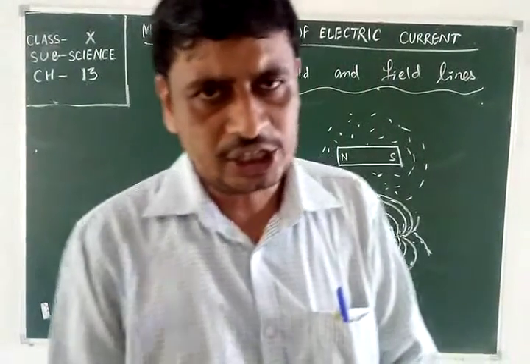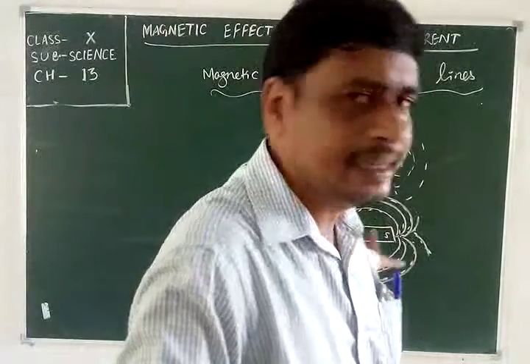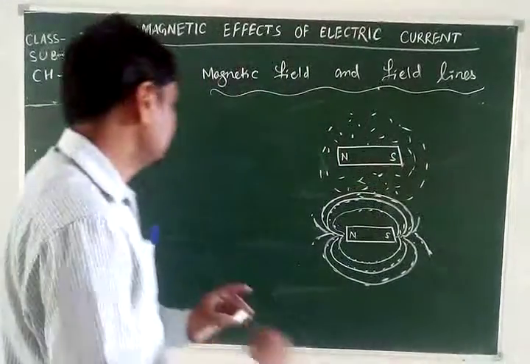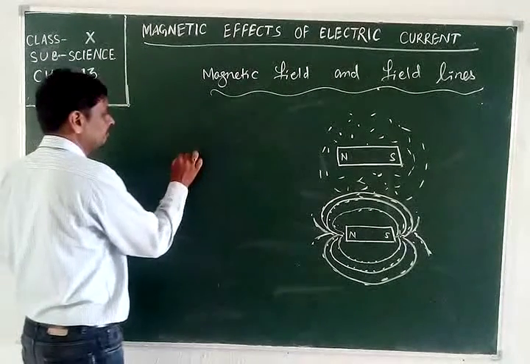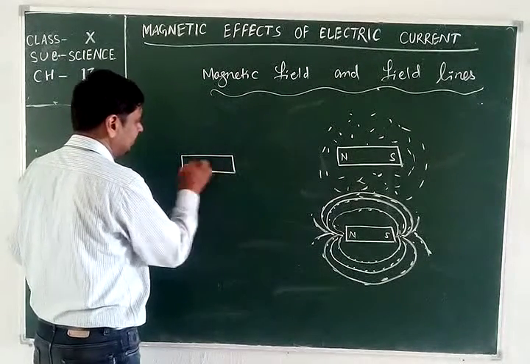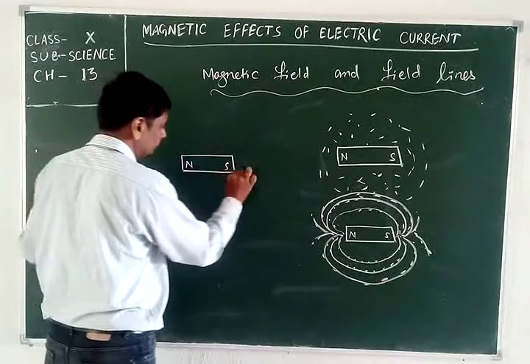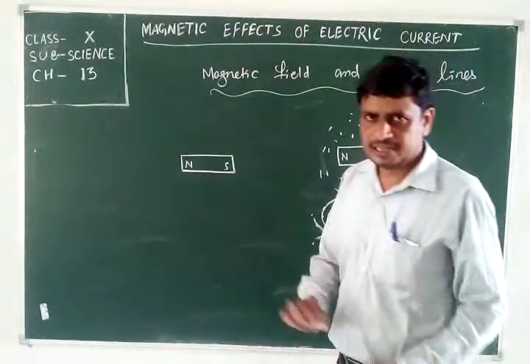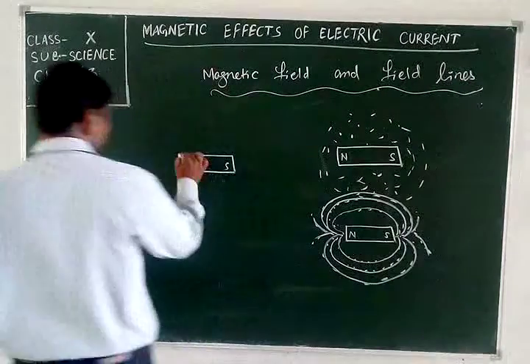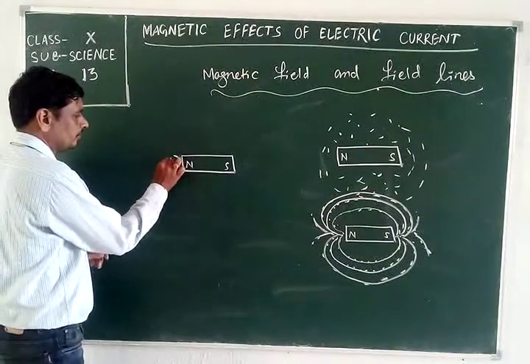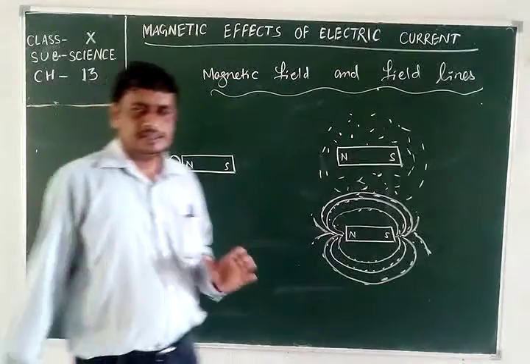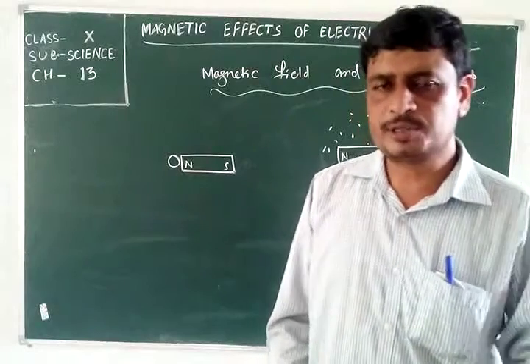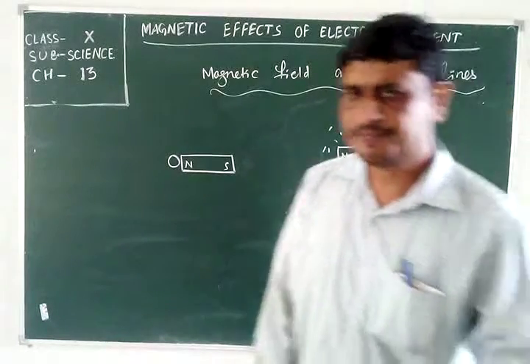We can draw this type of magnetic field lines by using a compass also. Just place a bar magnet on a piece of paper and place a magnetic compass near this north pole. A magnetic compass has both north and south poles.